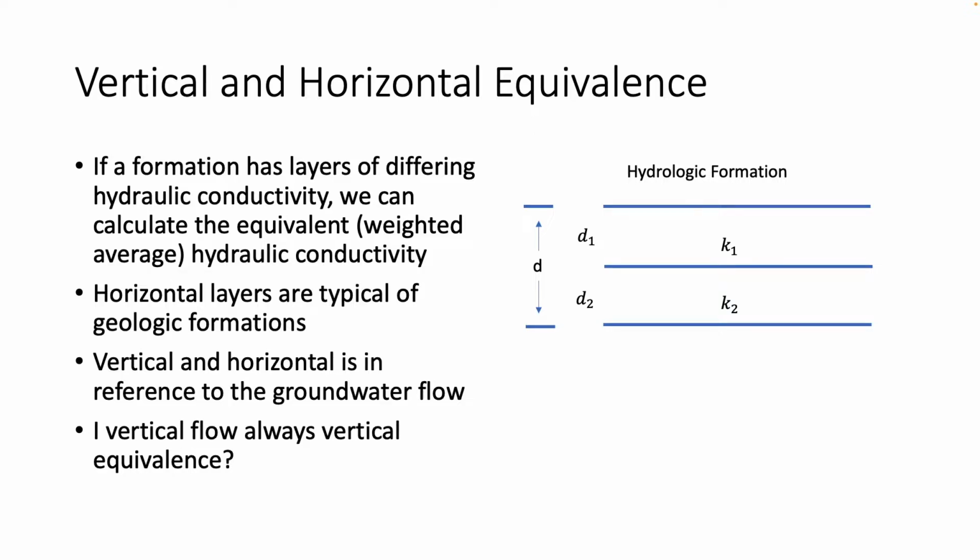Well, we can do that using equivalence, but there's two different ways of doing that. So there's horizontal and vertical hydraulic equivalence. And a question for you is, is vertical flow always vertical equivalence? So in other words, when you have flow going vertically through systems, is that always going to be your vertical equivalence? Can it sometimes be horizontal? Well, let's take a look.